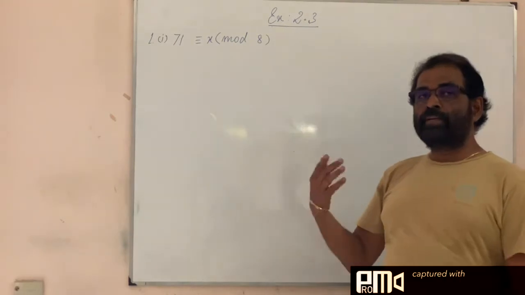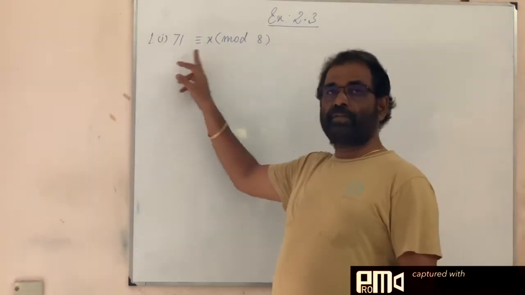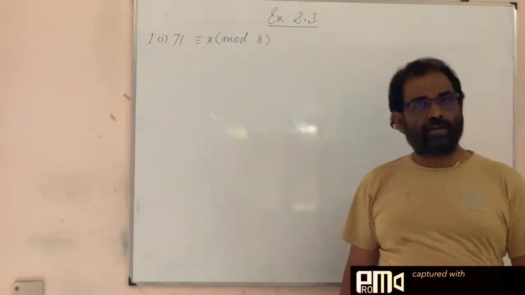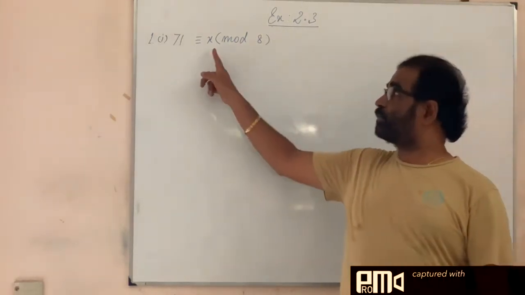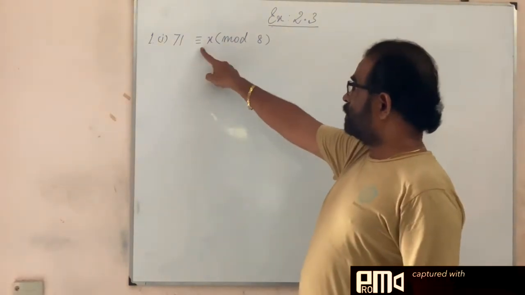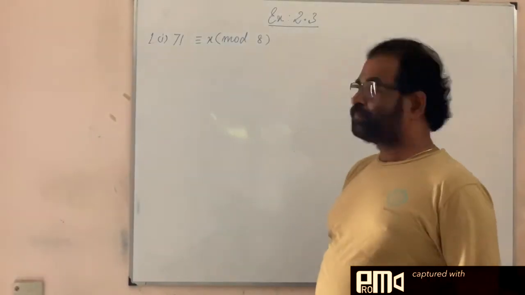What is the meaning? There may be so many values for this x satisfying this condition. Among all the values, we have to find out the least positive value. Okay, 71 is congruent to x mod 8. We should see.